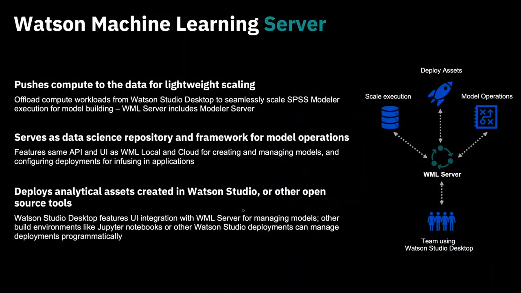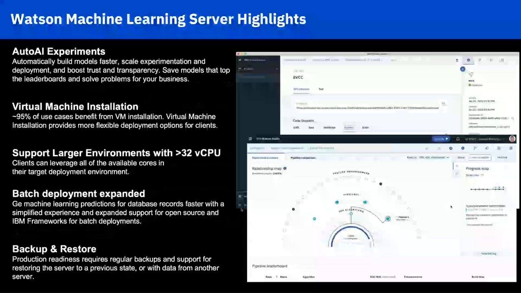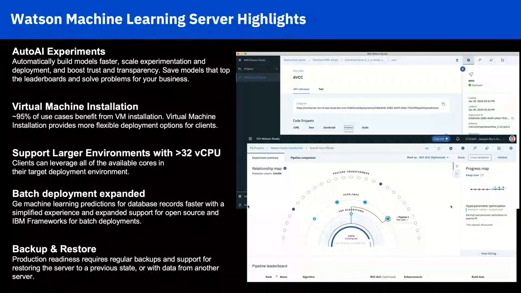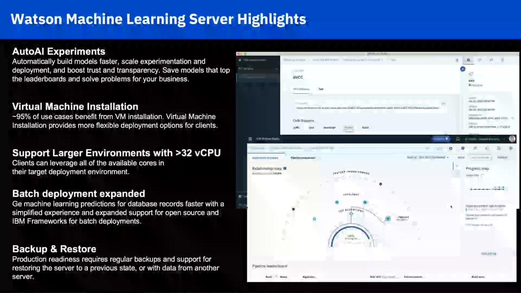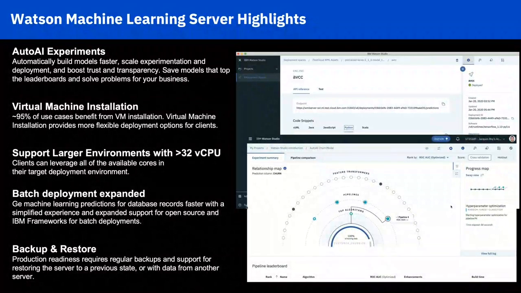With that, let's take a deeper look at the feature highlights of Watson Machine Learning Server. The first one is the AutoAI experiment. Starting from Watson Machine Learning Server 2.0, AutoAI will be part of the Watson Studio Desktop UI, and from Watson Studio Desktop you can offload the AutoAI experiment training to Watson Machine Learning Server, because AutoAI can sometimes be computationally intensive. So you would like to have a larger cluster work as a server for that workload.